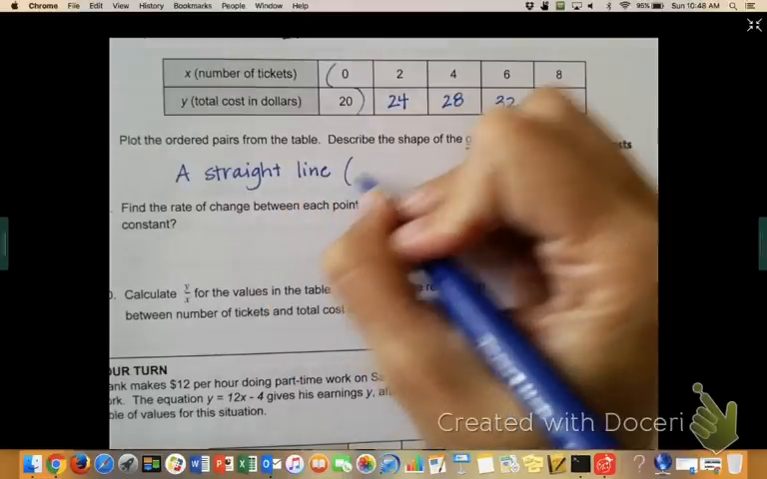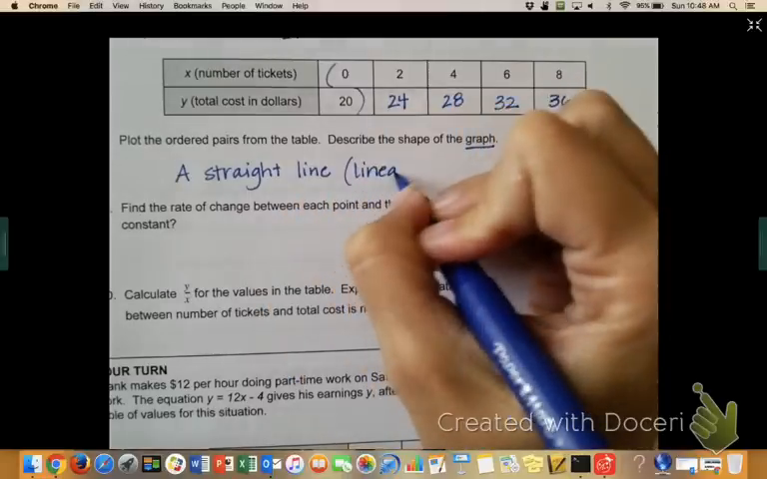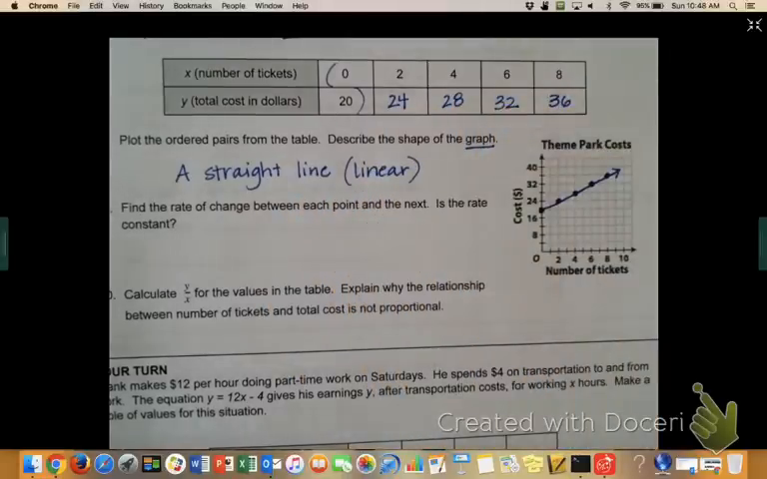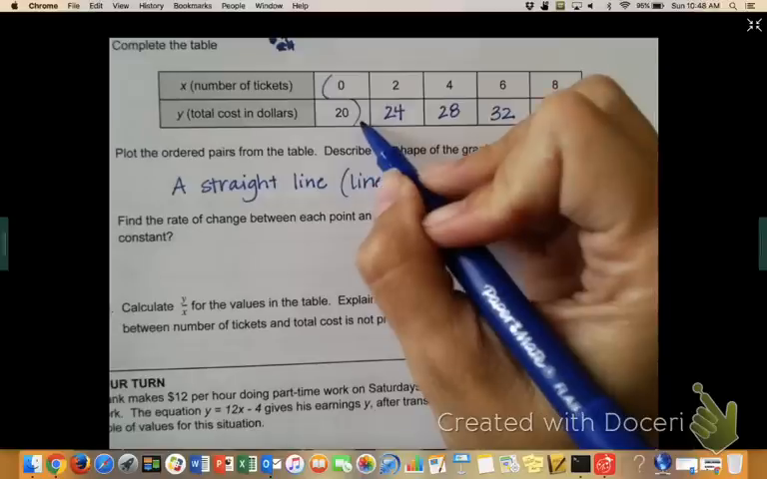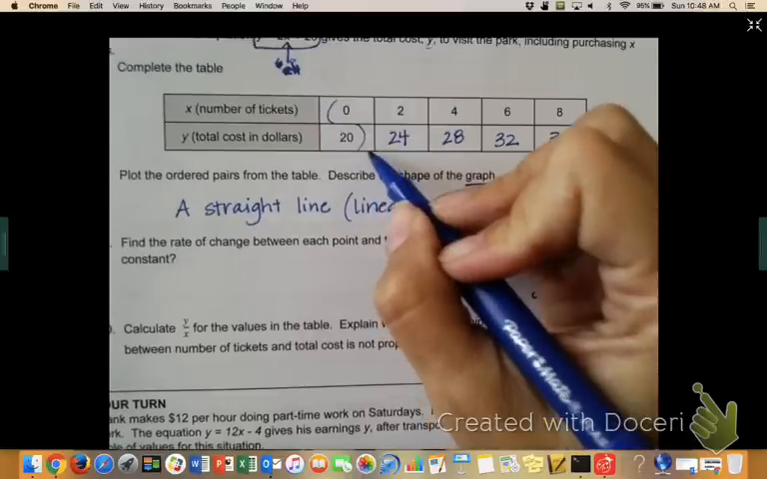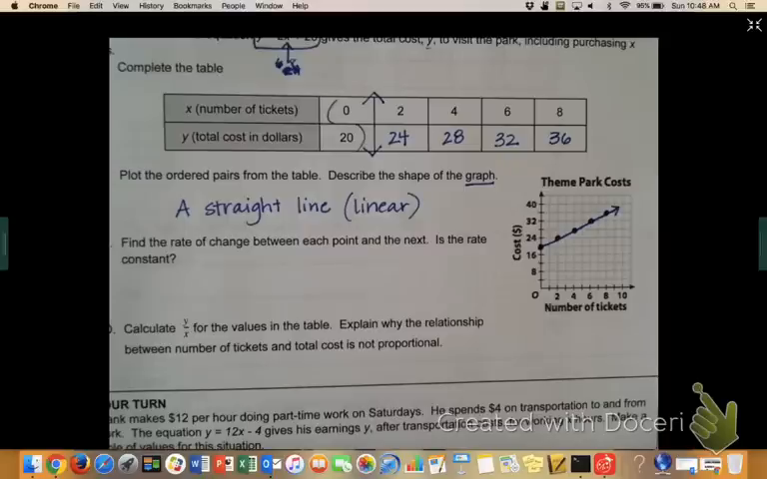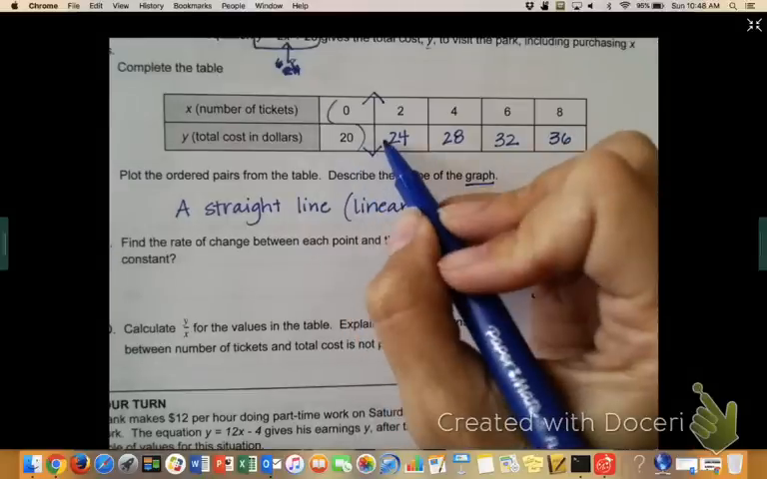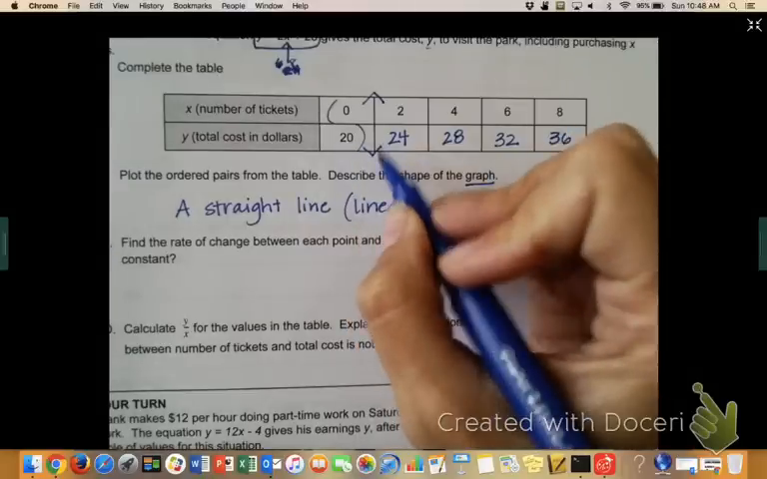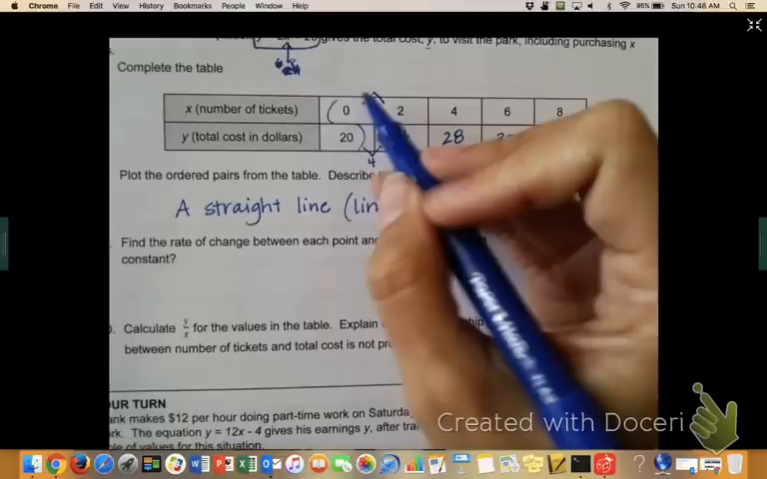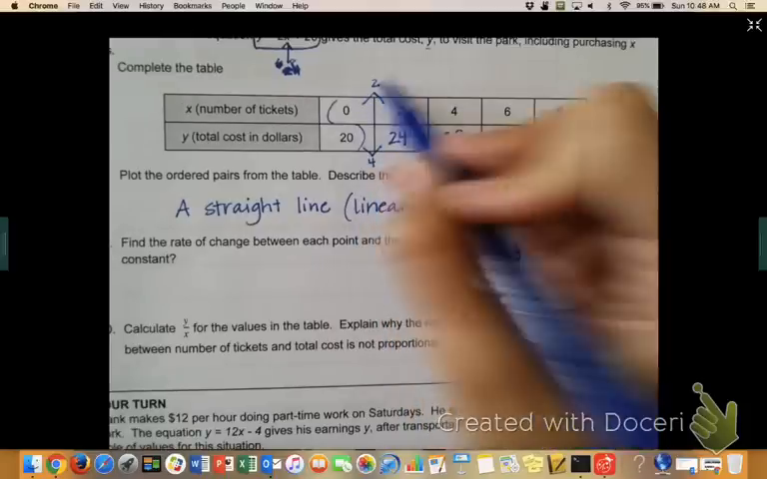And another word for a straight line is linear. It's a linear graph. Now let's find the rate of change between each point and the next. So basically what we want to look at, just like we've done before, is from here to here, over from here to here. So from our y's that go on top, 20 to 24, that is a change of 4 per x, which is a change of 2.